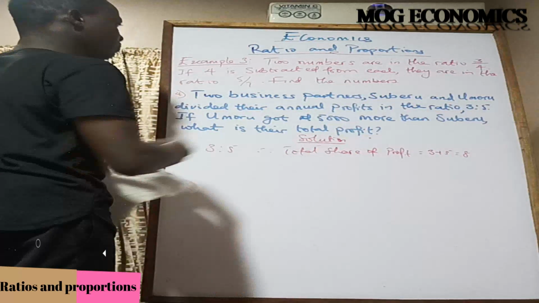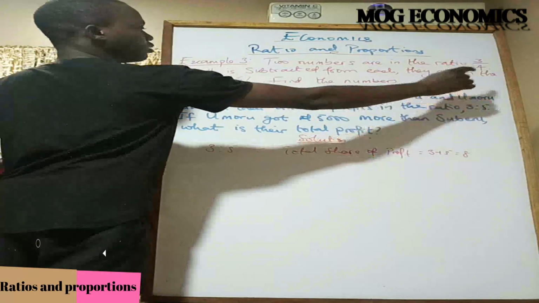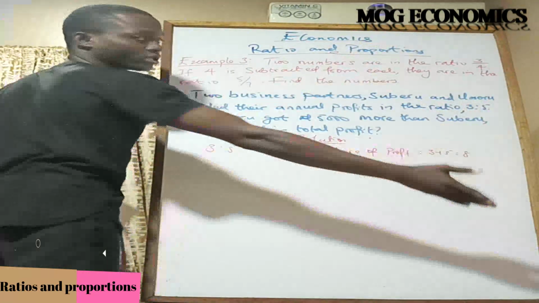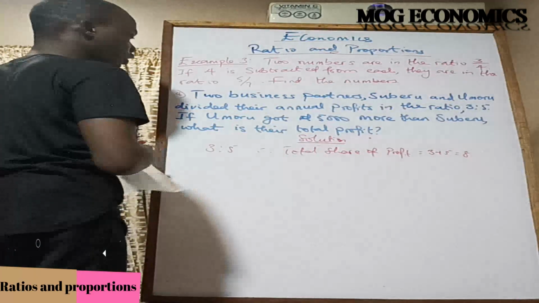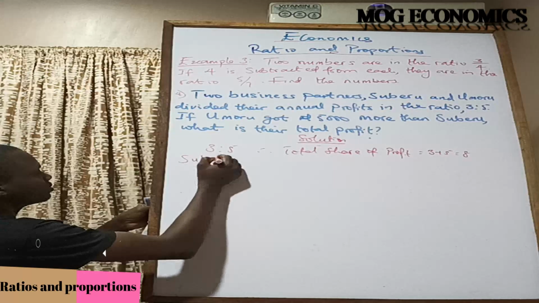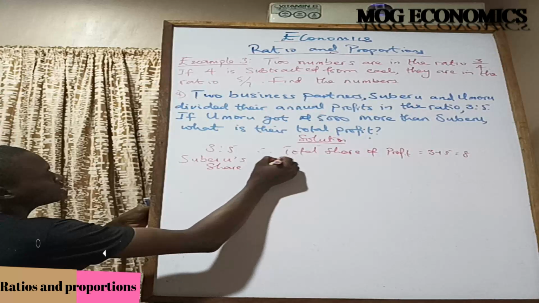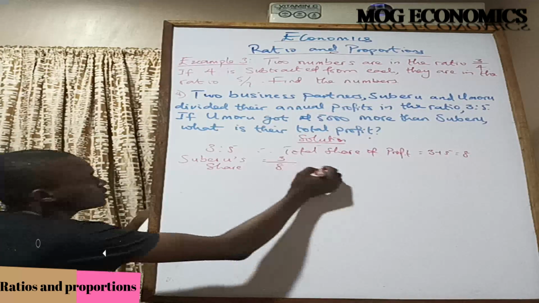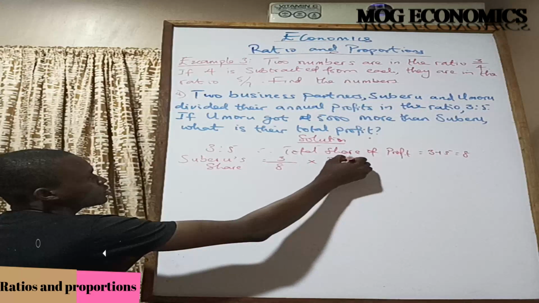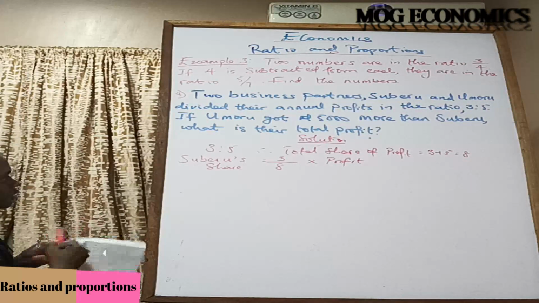All right. So the first person, how do you approach this again? The first person goes with the first number, and the second person goes with the next number. That is how it works. So for Subaru's share, which is the first one, Subaru's share equals 3 divided by the total share 8 times the profit. We don't know the profit. Let me write the formula, because the reason why we write the formula in maths is because it has its own mark.